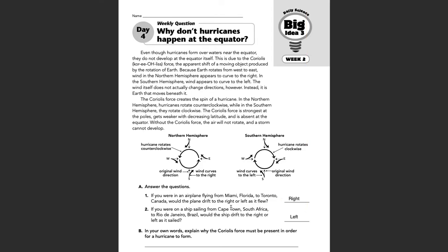Part B, in your own words, explain why the Coriolis force must be present in order for a hurricane to form. Well, without it, the air doesn't rotate, the storm can't develop.